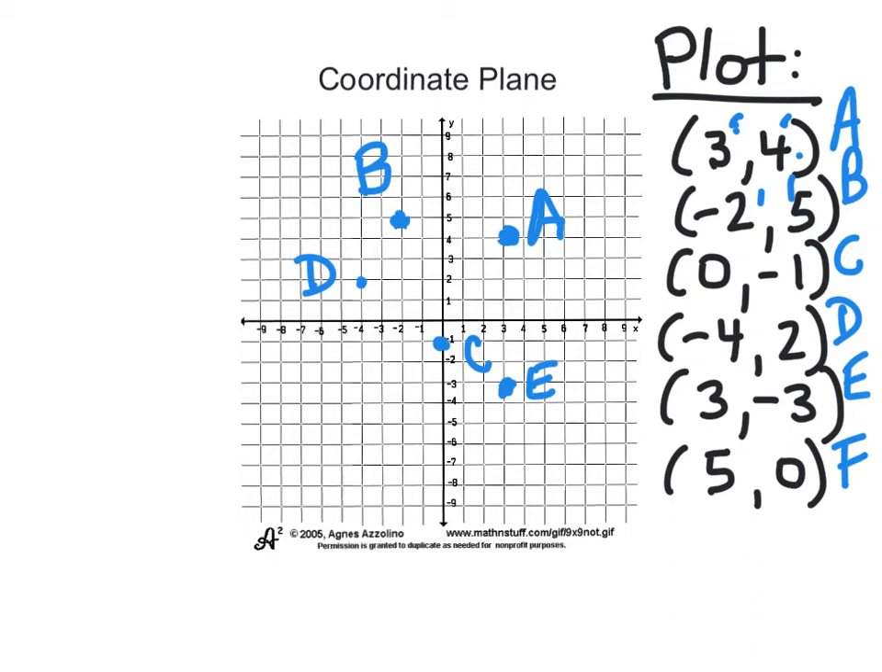And then point F, x is 5, and then y is 0. So x is 5, that means that I would start at the origin and go right 5. Since y is 0, I'm not going to go up and I'm not going to go down. I'm just going to stay right there. So that would be point F. It's right on the x-axis. And the previous one was on the y-axis, by the way. Okay, so how'd you do on those?